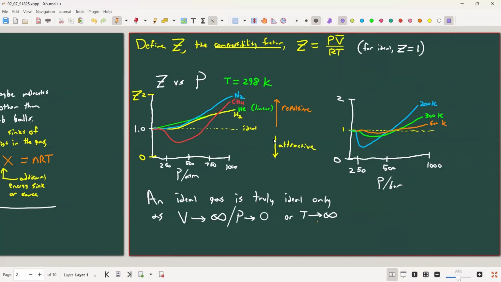As we start to cool or start to heat up, those interactions seem to contribute less and less to the system. And you can imagine that if we go to thousands of Kelvin, it's basically a flat line and acts like an ideal gas. Okay, this is 100% true. An ideal gas is only ideal at infinite temperature or pressure going to 0. It's diminishingly small pressure. So I know that that's the case.